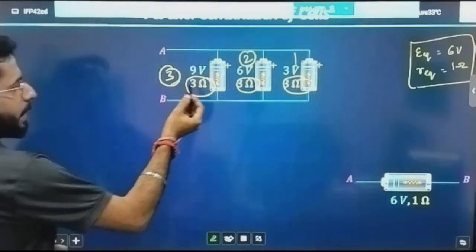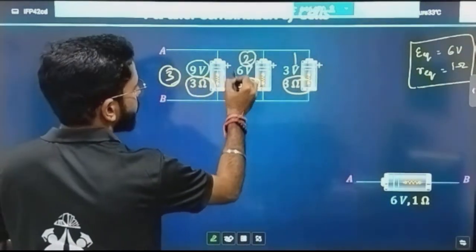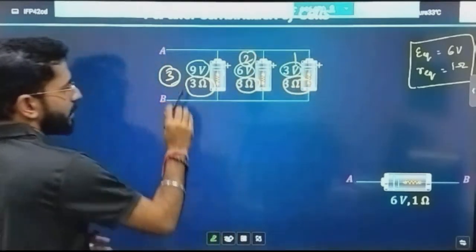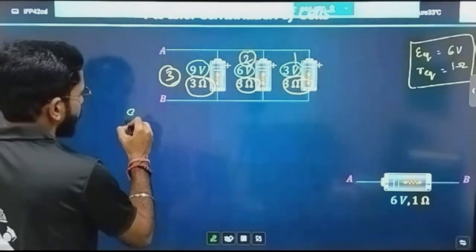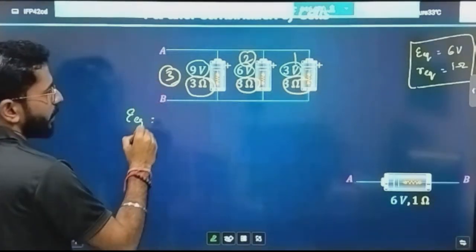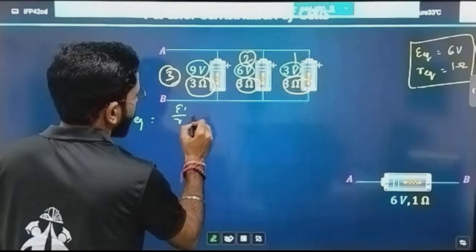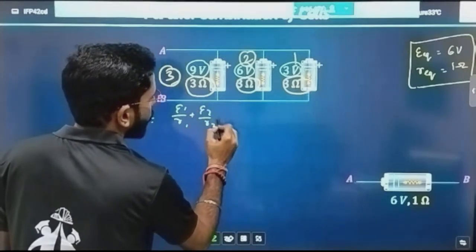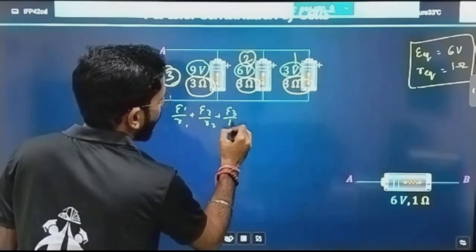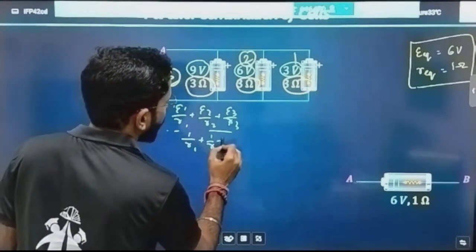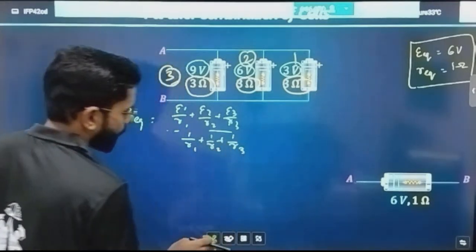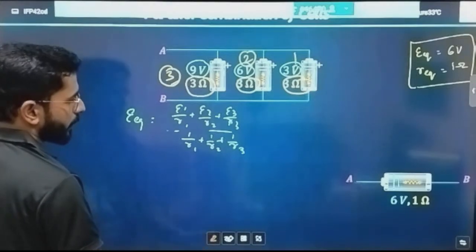Now here three batteries are connected in parallel combination, 9 volt, 6 volt and 3 volt, and some internal resistances are also connected, 3, 3, 3. You have to calculate the effective EMF between A and B. What is the formula? E1 by R1 plus E2 by R2 plus E3 by R3 divided by 1 by R1 plus 1 by R2 plus 1 by R3. Correct? Now let's put the values here.